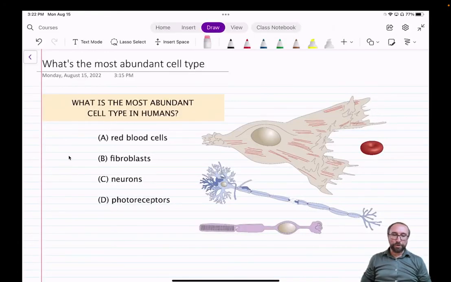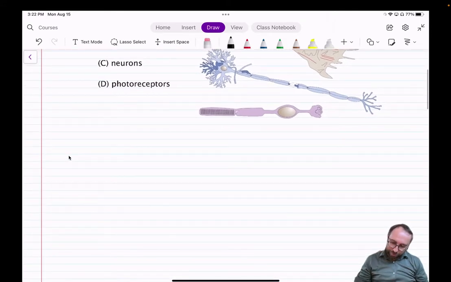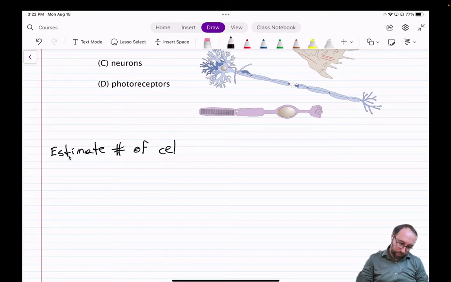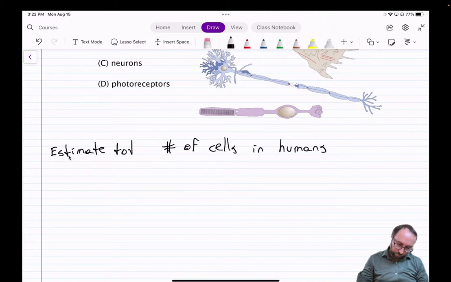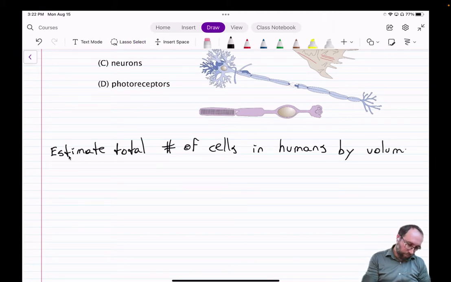All right, welcome back. So the next question we want to ask is, what is the most abundant cell type in humans? And this is kind of fun. So how are we going to estimate this? So let's estimate the total number of cells in humans, the total by volume. What do I mean by this? Or by, actually, we're going to do by weight. It's easier, right?